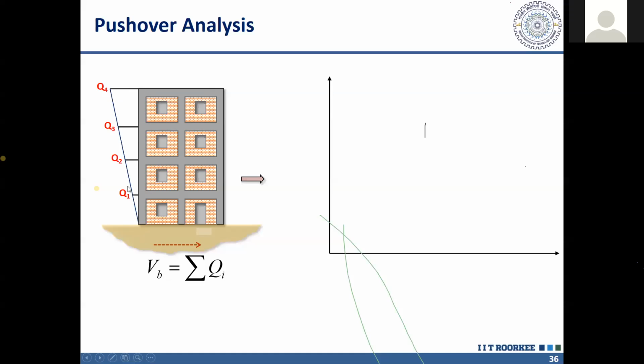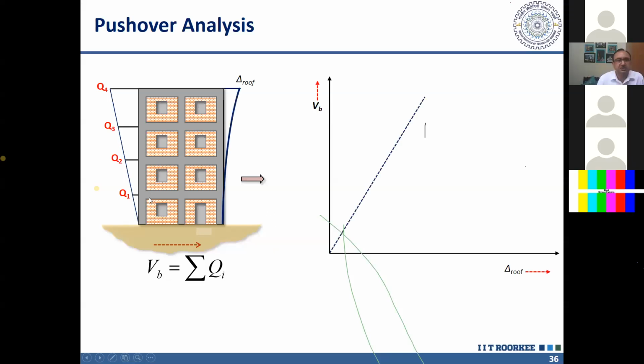I can calculate the demand capacity ratio, and wherever the demand capacity ratio is maximum, that I will equate to unity, that I will put equal to 1.0. So that will equate the demand with the capacity at the location where the demand to capacity ratio is maximum. So that will give us the location of the first hinge.